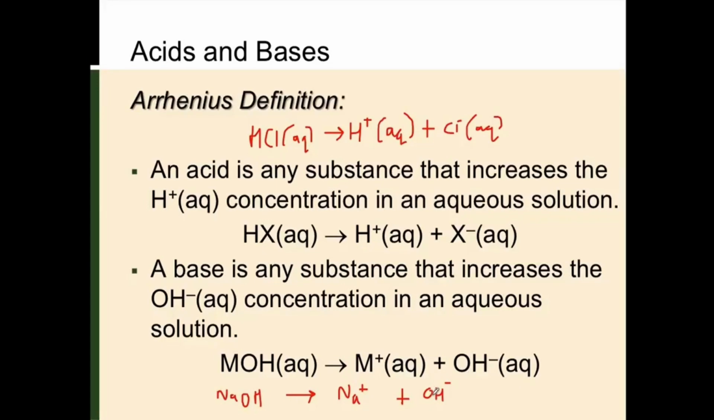Now, the Arrhenius definition is quite narrow because it only considers aqueous solutions. It also only considers things which have protons or have hydroxide ions, but as we will see, that is not the limit of what makes an acid or a base.